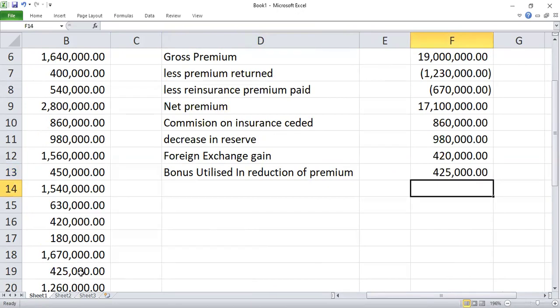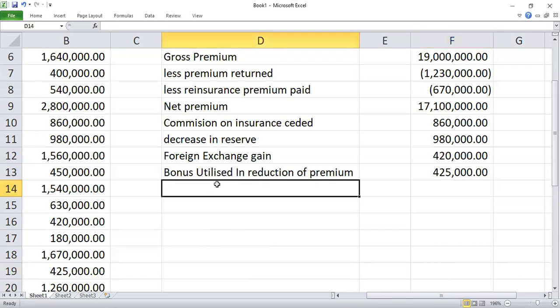Now we can get our total income, so that we're going to subtract it from the expenses. From the net premium, we look for other incomes. Then you get the total taxable income. Now you can say this is total taxable income.